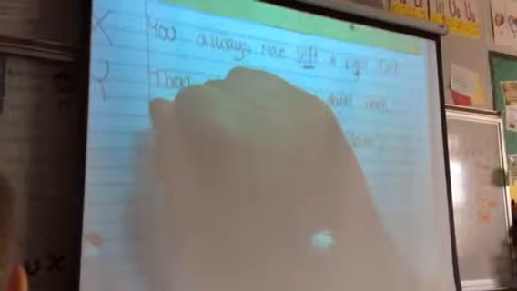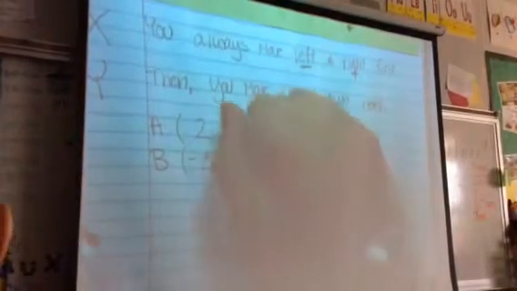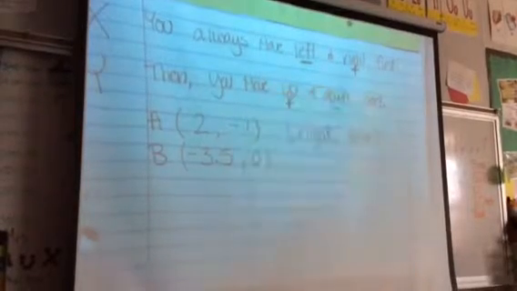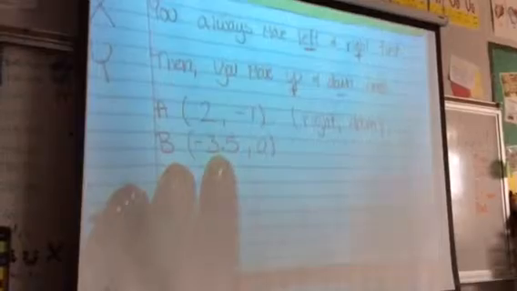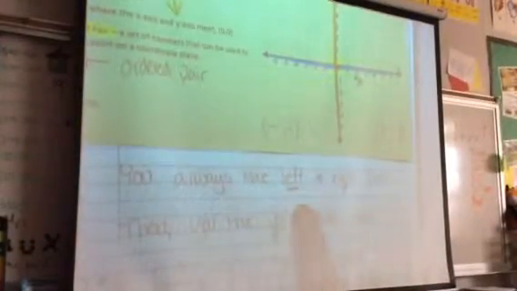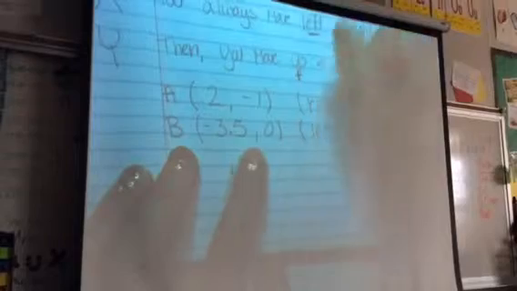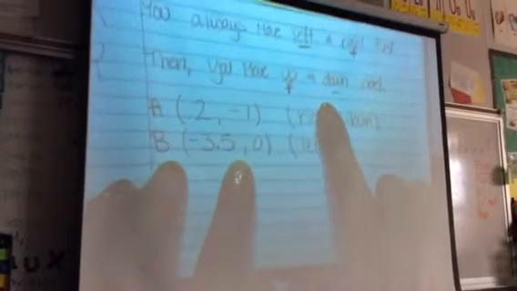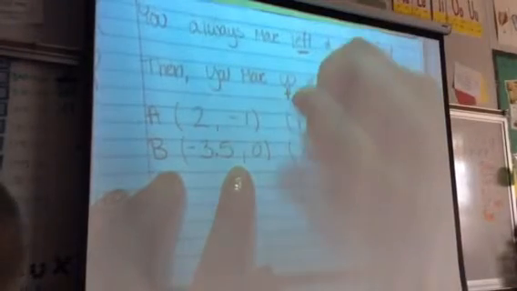Point B is at negative 3.5 and 0. Okay. So if I'm going to look at these again, and I know that it's negative, since it's negative, am I going to move to the left or to the right? Left. Left. So I'm going to move to the left. And then I have 0. Well, with 0, do I move up or down, or do I stay on the line? I'm going to stay on the line.